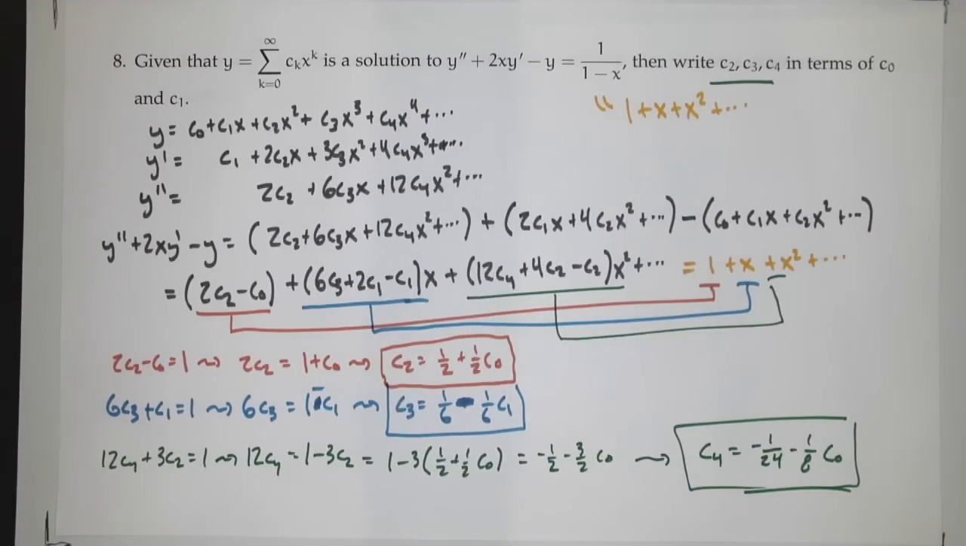I'm still a bit confused why you should just simplify the equation like that, 2C2 minus C0 plus 6C3 and everything. Why do you get to set that equal to the summation part? Why is this equal to that?